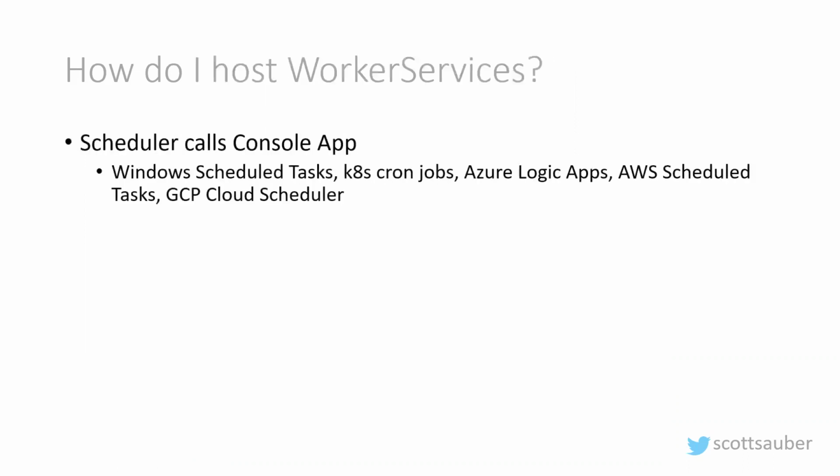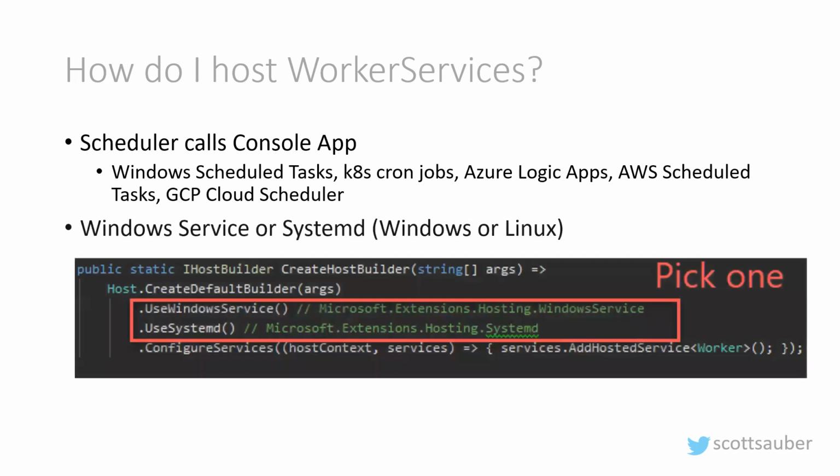So how do you host worker services? Really, that's up to you because it's just a console app at the end of the day. So you could have Windows scheduled tasks, Kubernetes cron jobs, Azure Logic Apps, AWS scheduled tasks, GCP Cloud Scheduler, something that's going to call that console app on whatever cadence you choose, or make sure that it's running. Alternatively, you could run it as a Windows service or systemd as well, depending on Windows or Linux. And we've already talked about those scenarios.